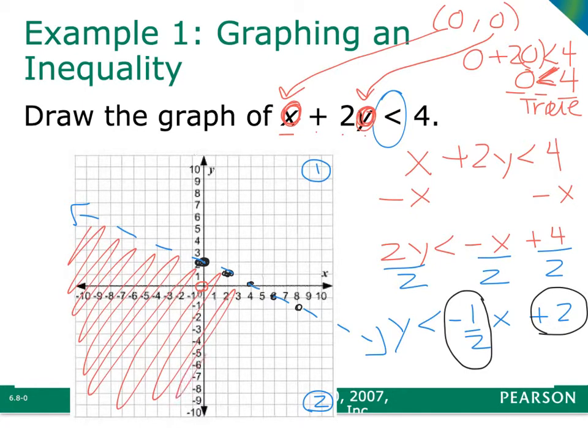When you're in my math lab, you will have to hit the little paint can in order to get the graph shaded. If you do not shade the graph in my math lab, they're going to mark the whole thing wrong. So just be prepared for that.